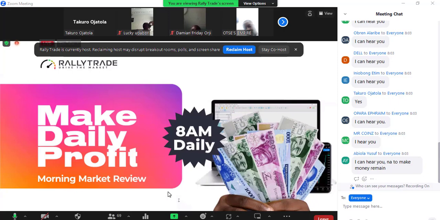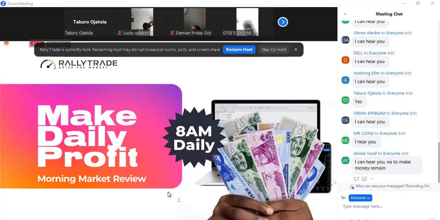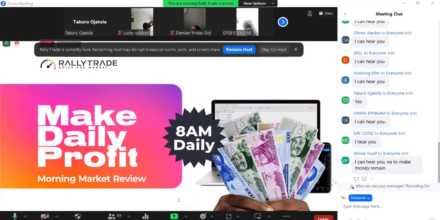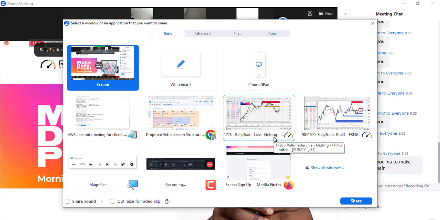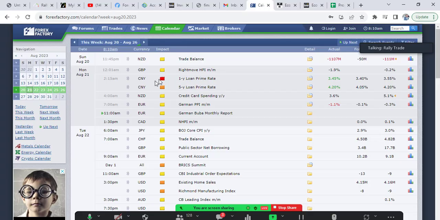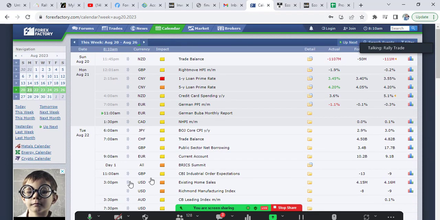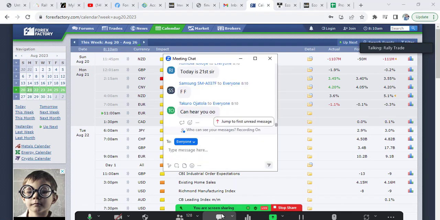So I will just share my screen with you right now. Then after that, we can proceed from there. So let me share my screen with you guys. The news we have is the news on the yuan, right? The news on the yuan. So let's jump straight to the chart so that we can look at what the market has for us today. So let me just share my screen with you guys again.